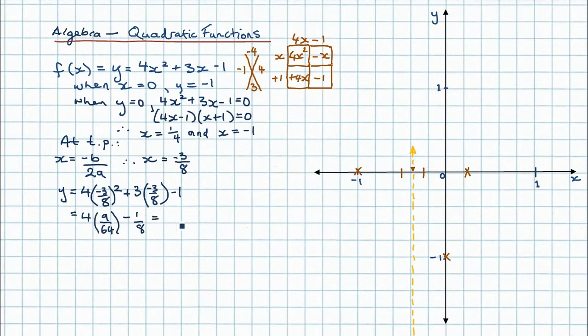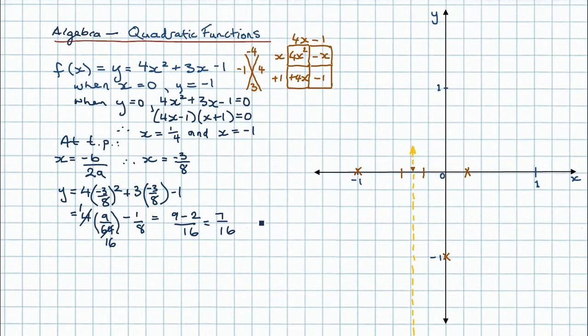So all we've got to do now is multiply out this bracket here, and we get, well, in fact, before I do that, why don't I just cancel? So 4 into 4 goes 1, and 4 into 64 goes 16. Now that's made life a lot easier. So now I've got 9 minus 2 all over 16 gives me 7/16.